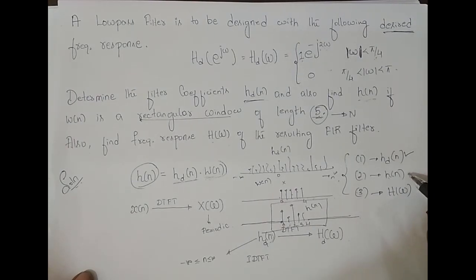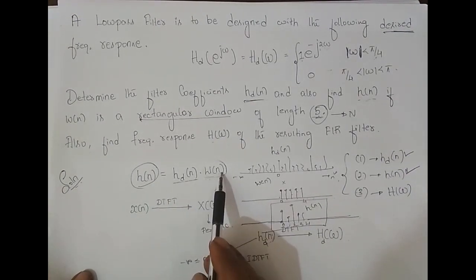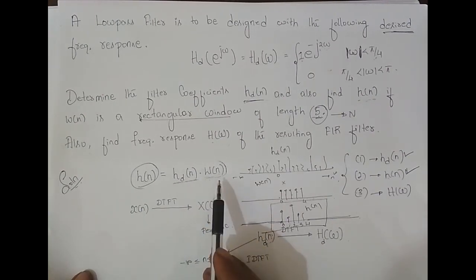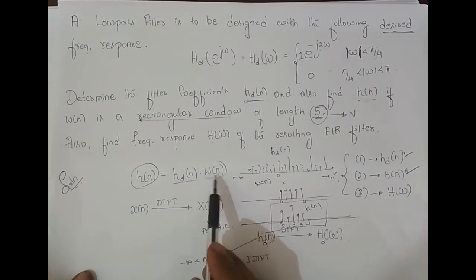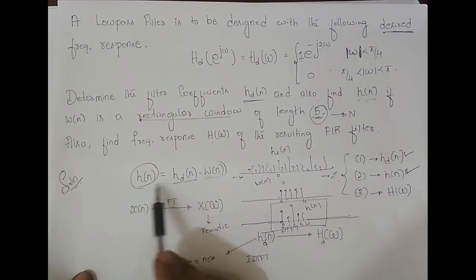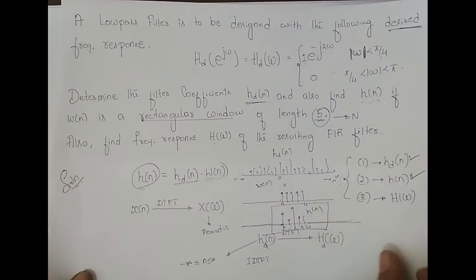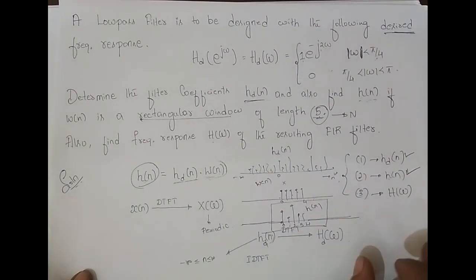Now what I need to find is the impulse response h of n for the given specification. How do we get h of n? We have to multiply w of n with hd of n. We found hd of n, and now I have to multiply it with w of n. So this is easy. Why? Because w of n is 1 everywhere, so 1 into hd of n, I end up with h of n itself.